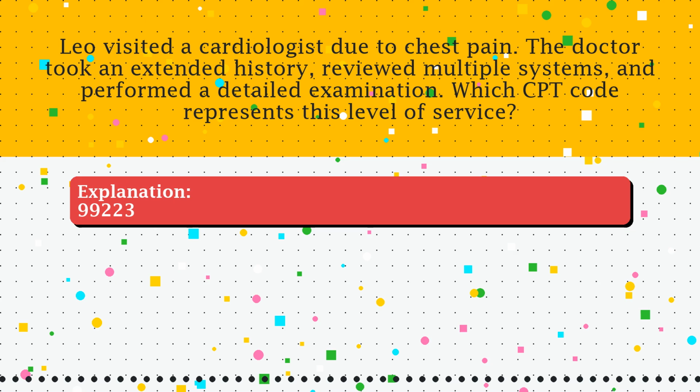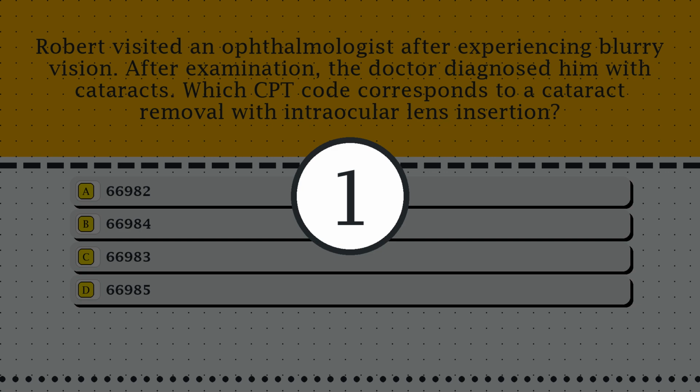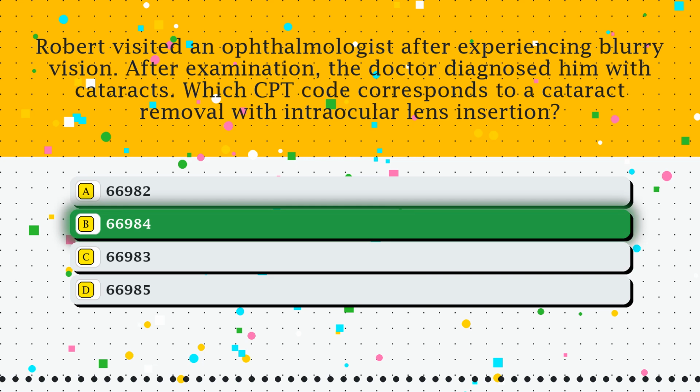Question 241. Robert visited an ophthalmologist after experiencing blurry vision. After examination, the doctor diagnosed him with cataracts. Which CPT code corresponds to a cataract removal with intraocular lens insertion? Option A, 66982. Option B, 66984. Option C, 66983. Option D, 66985. The correct answer is option B, 66984.